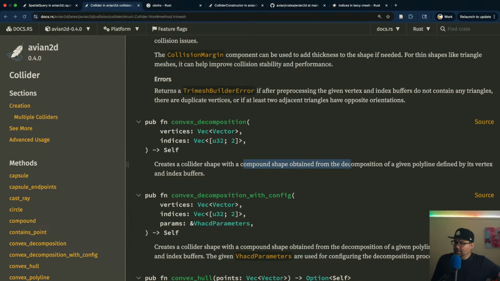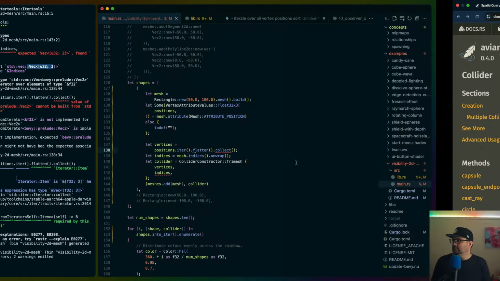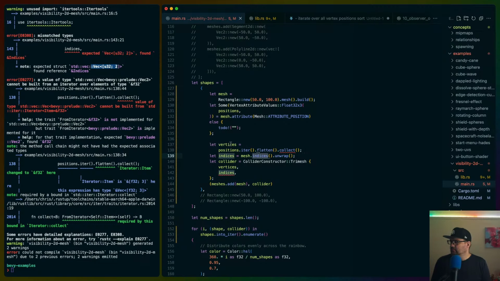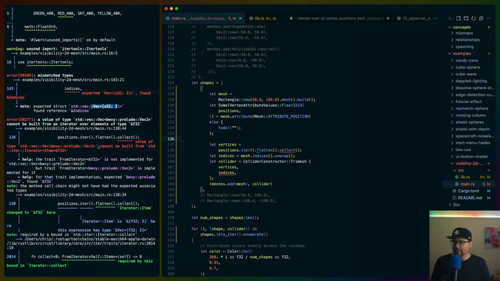Yeah, creates a collider shape with a compound shape obtained from the decomp of a given polyline defined by its vertex and index buffers. So this would be each of the vertices in order without the index buffer, and we would create a new index buffer, right? We have the vertices here, vec2. Assuming that this actually works, what is the problem with the collect? Let's fix the collect first.